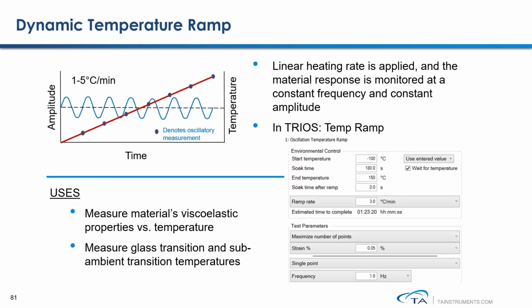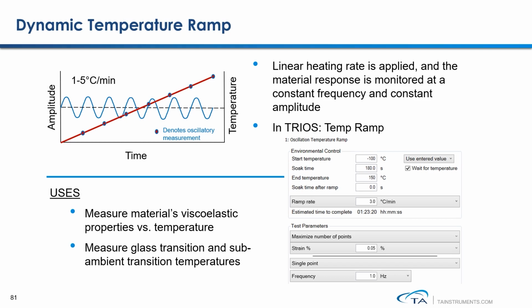Another dynamic oscillatory method we're introducing here today is the dynamic temperature ramp experiment. In this test, the sample is oscillated using one single frequency, for example, 1 Hz, and is also oscillated using a small strain amplitude that is within the linear viscoelastic region of the sample. During the measurements, the temperature is changing linearly. You can conduct either a heating test or cooling test. A common heating and cooling rate is controlled at 1 to 5 degrees per minute.